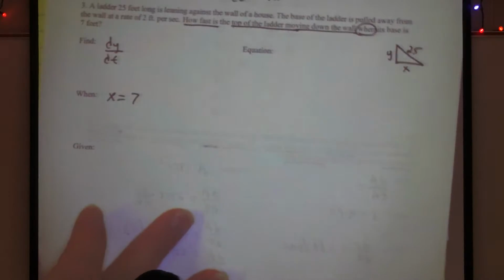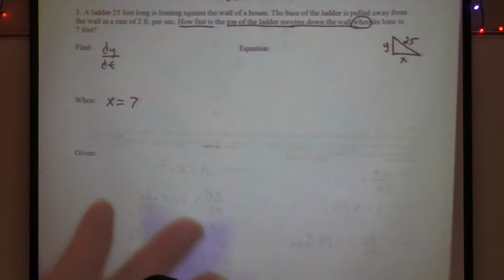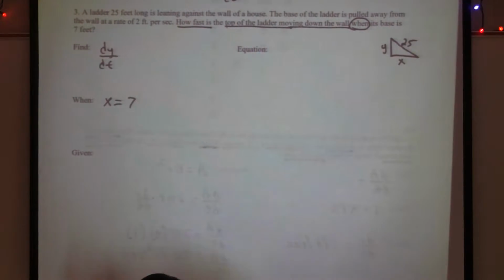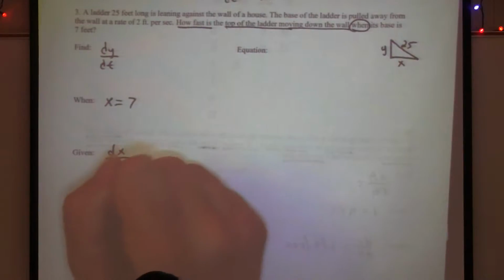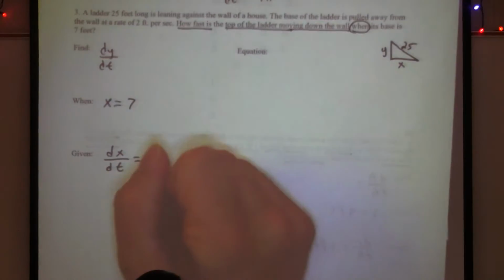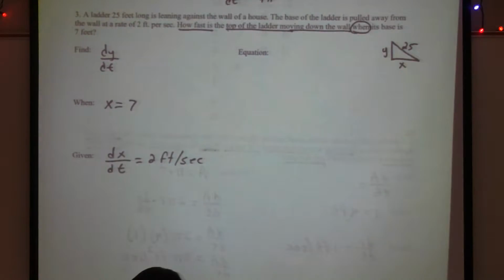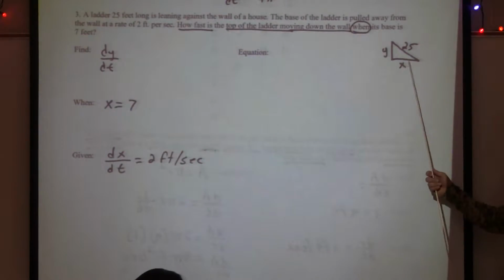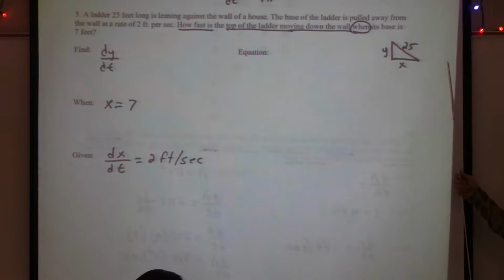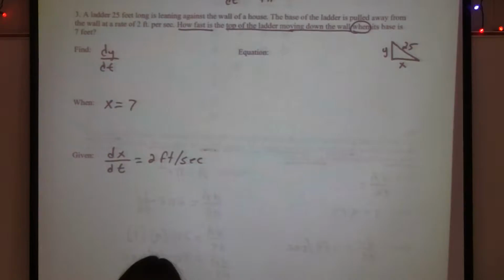Okay. Given, what are they giving us? dx/dt equals 2 feet per second. So in this case, they're giving us the rate of change of the base. They're telling me as I pull it this way, how this is changing. And what would be the equation that you think we would use here? Pythagorean theorem? Okay, so let's do it.